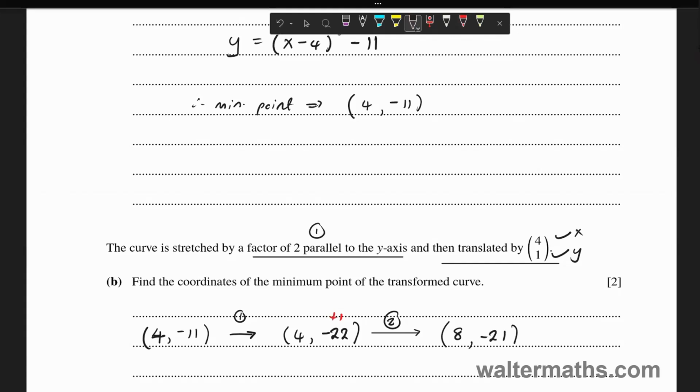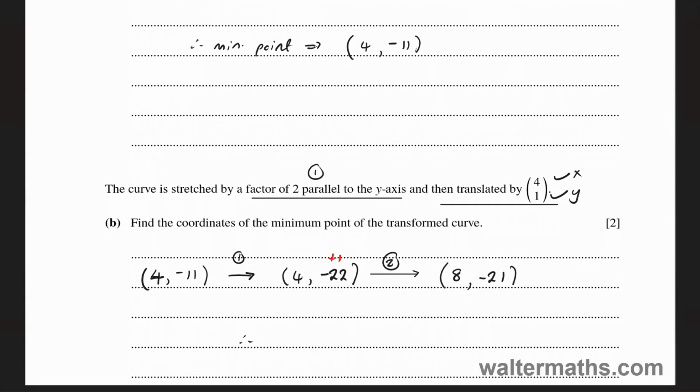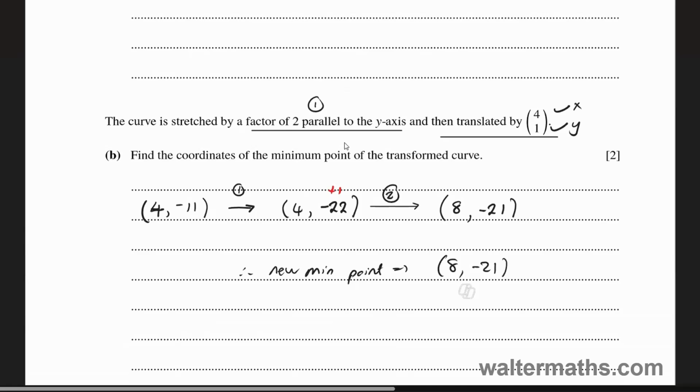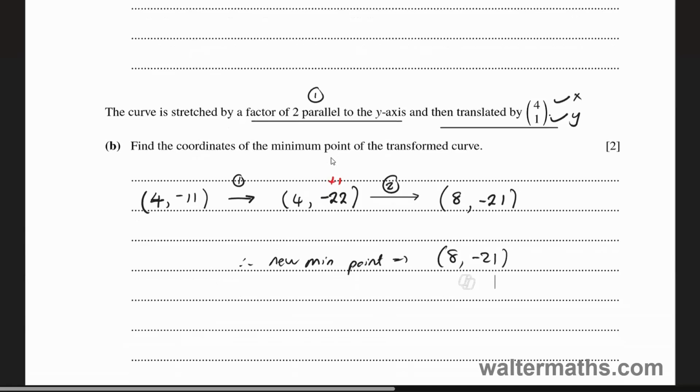So what we have here is, therefore, the new minimum point. That's (8, -21). And that's how we answer this question. Let's go to another one.